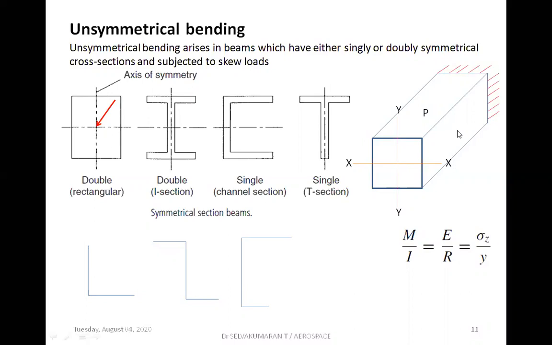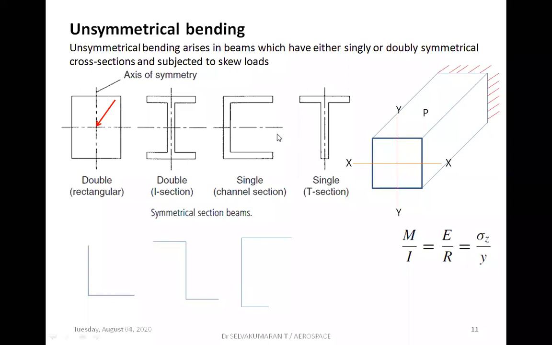So what will happen if you think about the magnitude of P sin theta and P cos theta? Both are of different magnitude, acting in different directions. The beam will try to bend as well as slightly twist, which is commonly referred to as unsymmetrical bending.